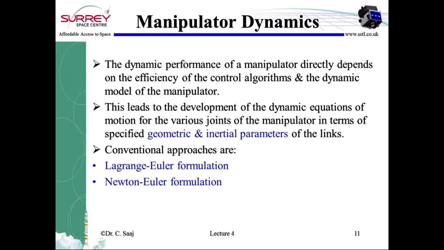The Lagrangian mechanics is basically a reformulation of classical mechanics that combines conservation of momentum with conservation of energy. We will be discussing in detail the Lagrange-Euler formulation. And we will not be going into the details of the derivation of the Newton-Euler formulation, but I'll just briefly tell you the difference between these two approaches. So let's start with the Lagrange-Euler method.